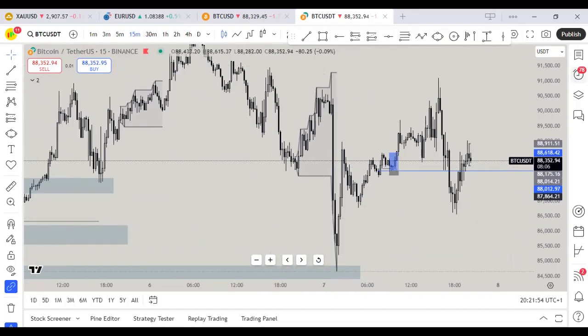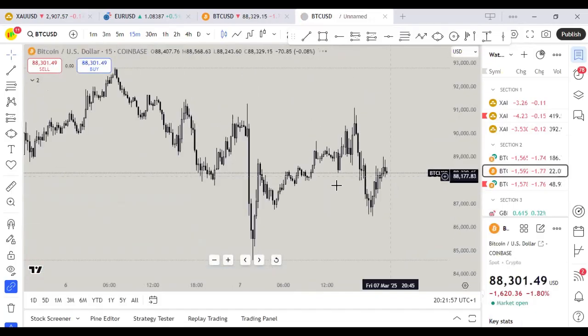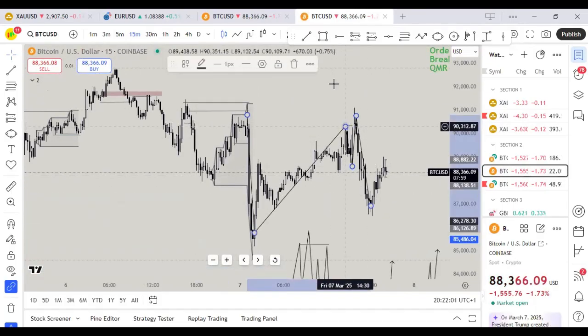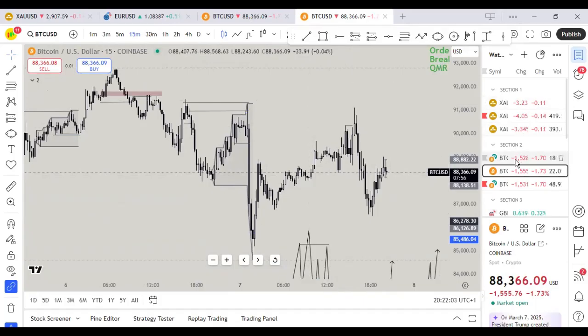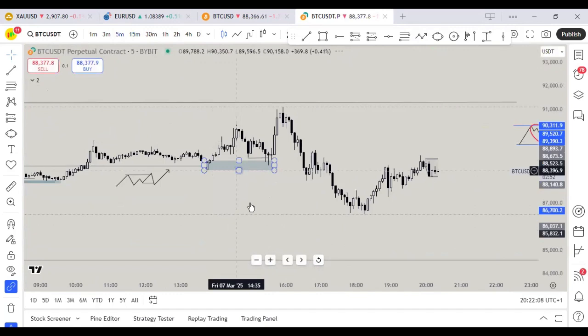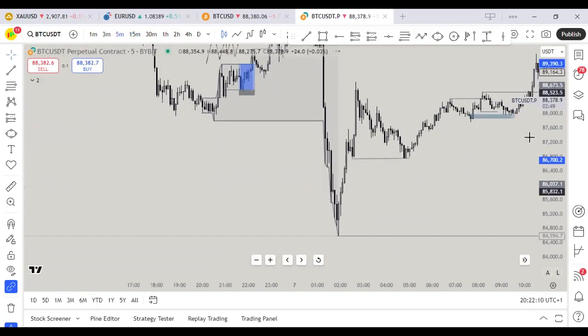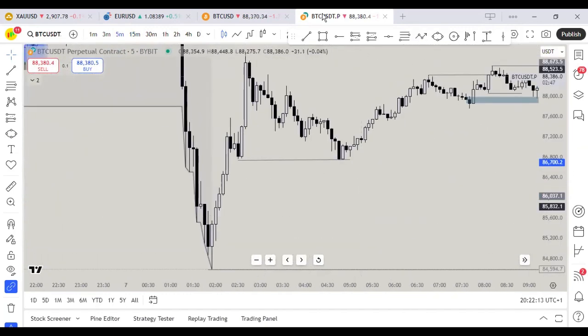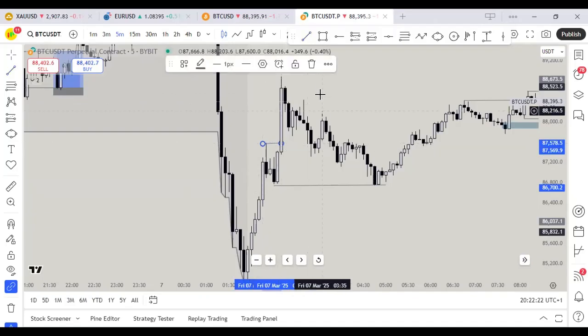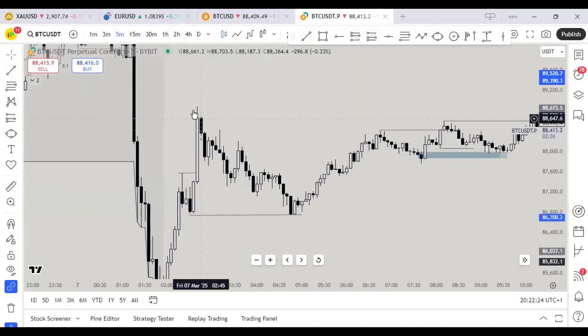Then on the lower time frame, which is the 15-minute time frame, I saw this break of structure towards the upside. First of all, I have a break of structure at this level. I have a break of structure at this level. The market came back to sweep liquidity. Market came back to sweep this liquidity.